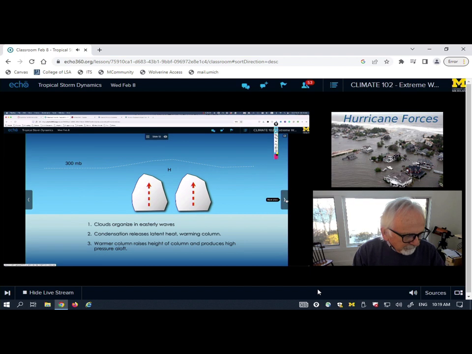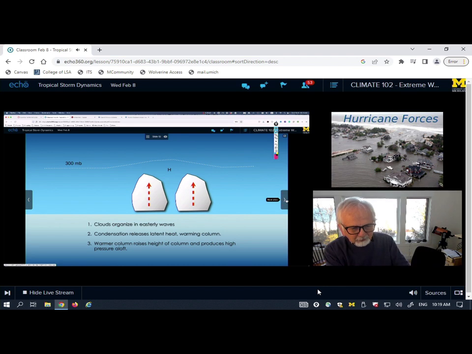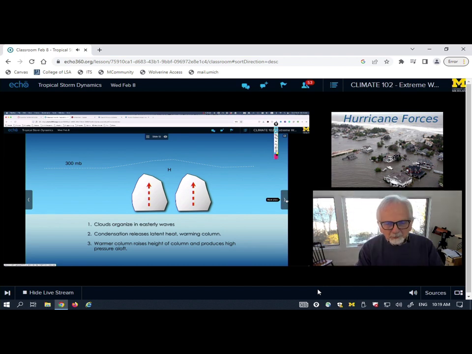Let's walk through that step. You've got a zone of convergence. And so here are the steps in tropical storm formation. Step one is the clouds organize in easterly waves. Or the clouds just organize in some manner because of convergence at the surface. Easterly waves is an excellent way for that to happen.